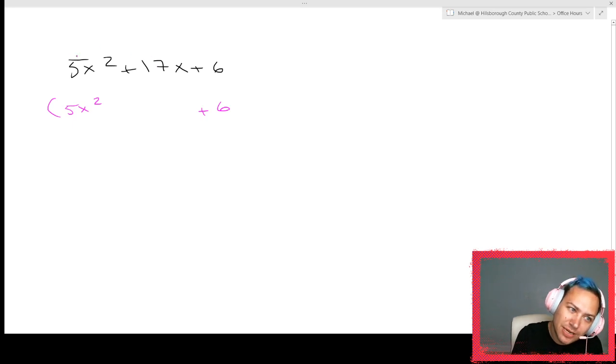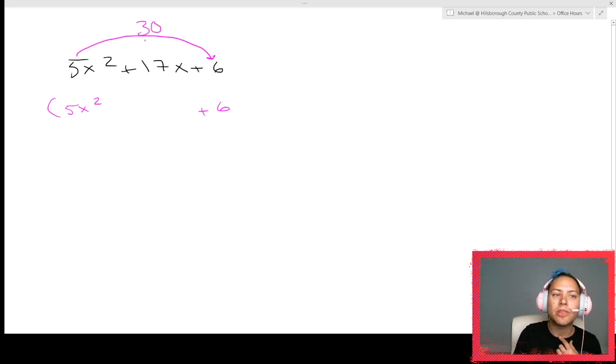In fact, you have to take this number up front and multiply it down here. What does 5 times 6 give us? 30. So we have to come up with a number that multiplies to make 30 but adds up to make 17. Now in this case we're looking at a positive, so the only way to get a positive number is with a positive times a positive or a negative times a negative. But you can't add two negatives together to get a positive 17. That's just not going to work.